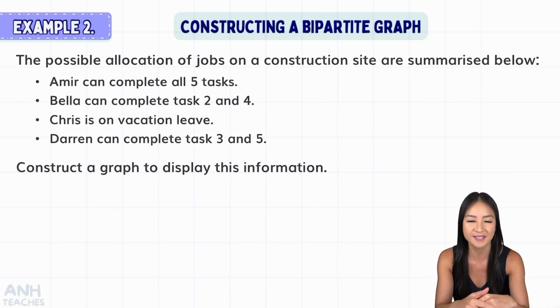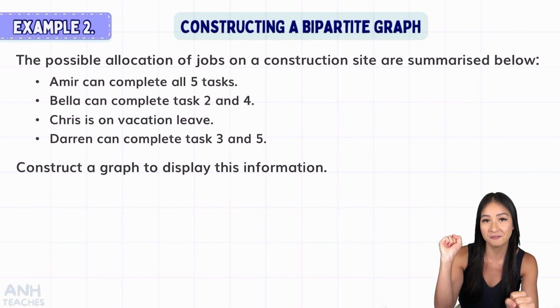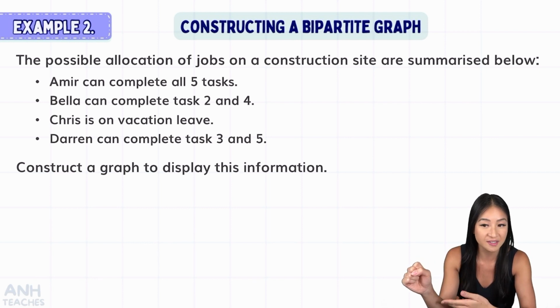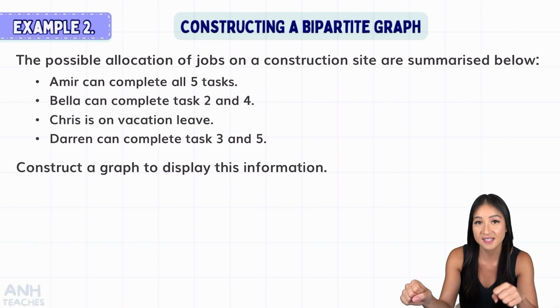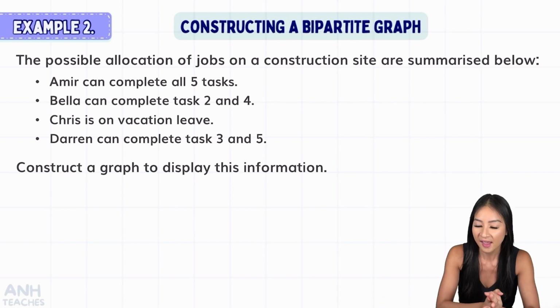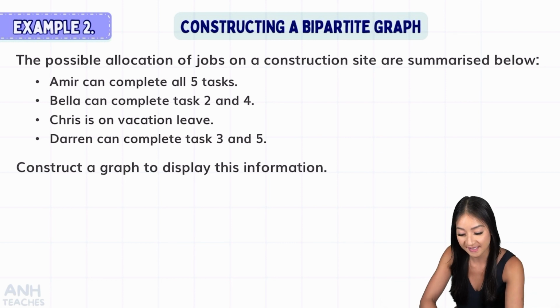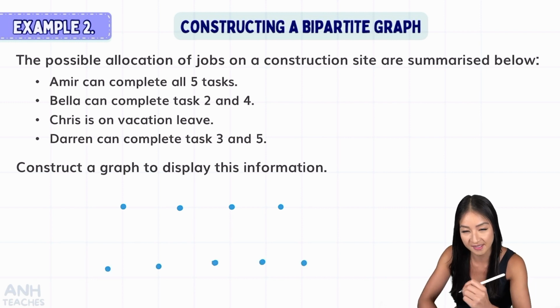So when I read those dot points, I can see that I will be able to use 2 groups of vertices, where the first group are going to be the workers, Amir, Bella, Chris and Darren, and then the second group will be the tasks. There are 5 tasks, so they're going to be labeled 1, 2, 3, 4 and 5. And that's what the question asks us to do, construct a graph to display this information. So I'm going to use 4 vertices to represent the 4 workers, and then 5 vertices to represent the 5 tasks.